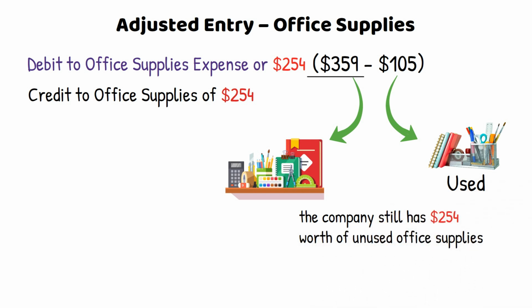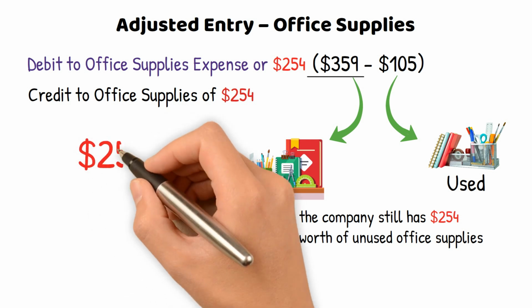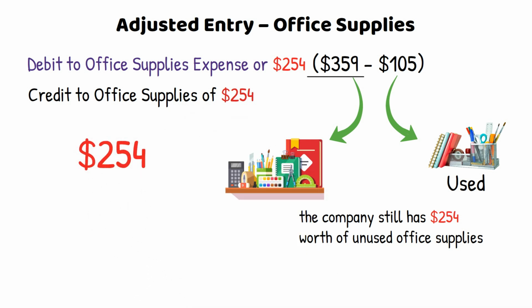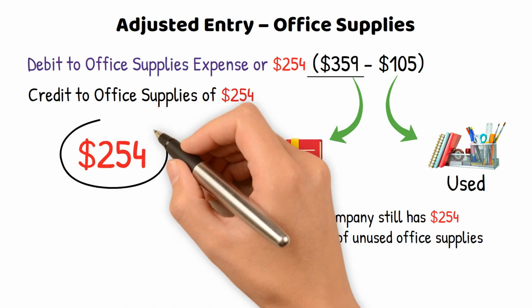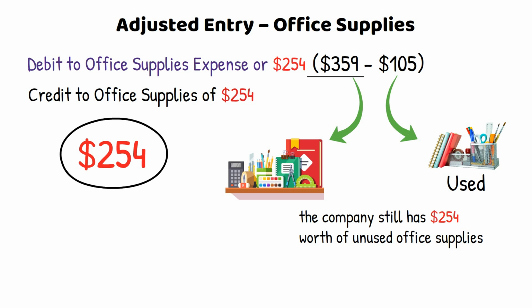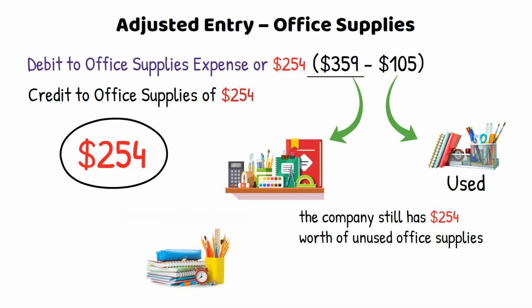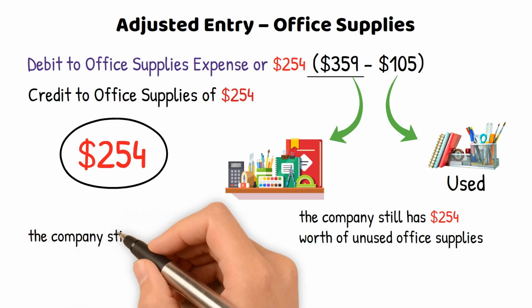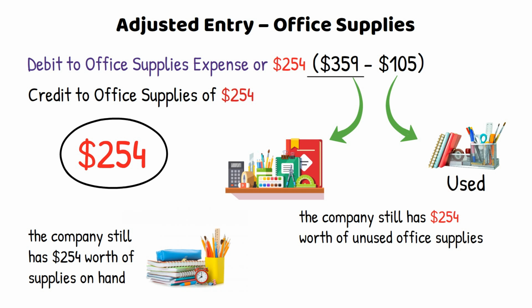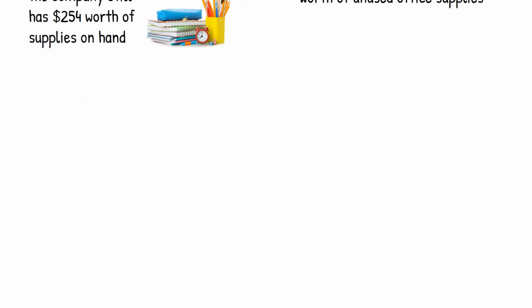We need to debit the office supplies expense account for $254 to adjust the accounts for this difference. This reduces the office supplies account's balance to reflect the amount used and recognizes the expense related to the used supplies. At the same time, we need to credit the office supplies account for the same amount to show the adjusted balance of supplies on hand.